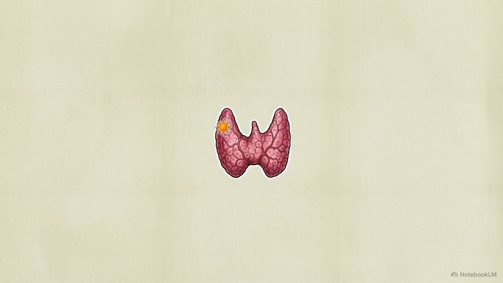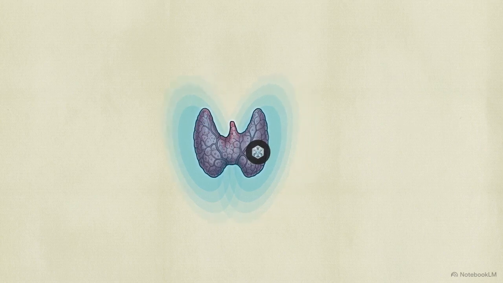Because this autonomous nodule is overproducing hormone, the patient's pituitary gland halts stimulation of the remaining normal thyroid, causing the background gland to remain dark and suppressed. Hot nodules are almost entirely benign.